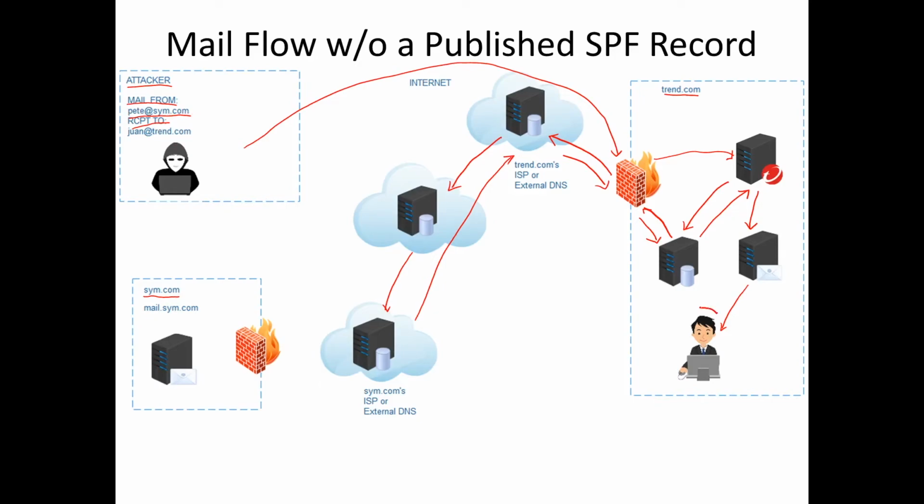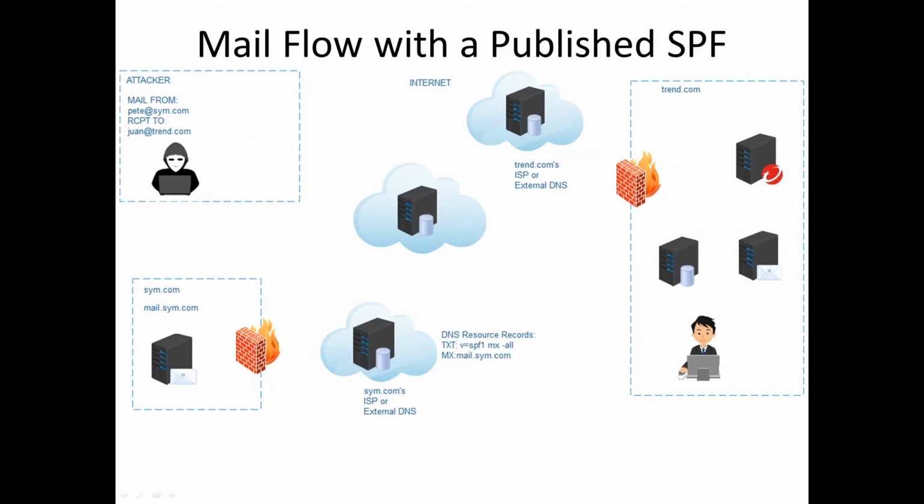And when the user tries to access it, they can see that the email came from pete@sim.com. So the user, without noticing that the sender address has been forged, might possibly send a reply to the message. Now, what if the sim.com domain published an SPF record? Let's walk through the same scenario again.